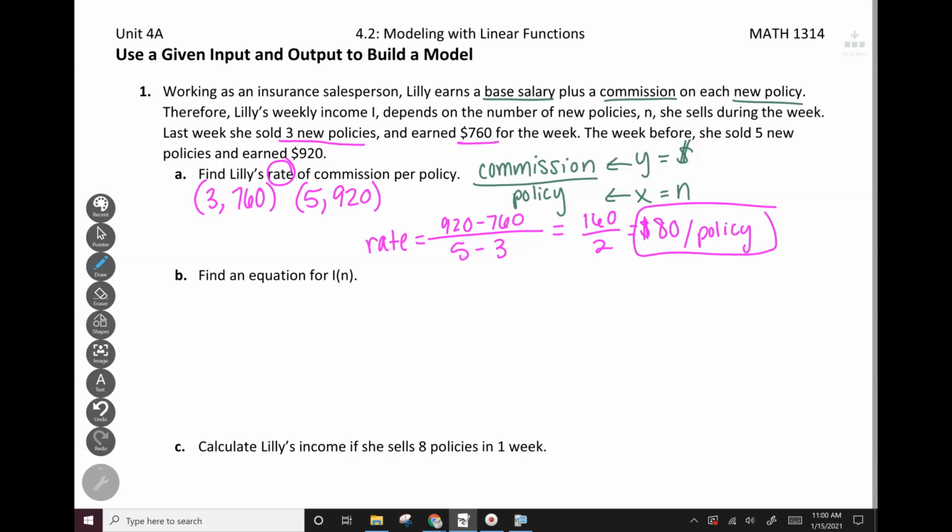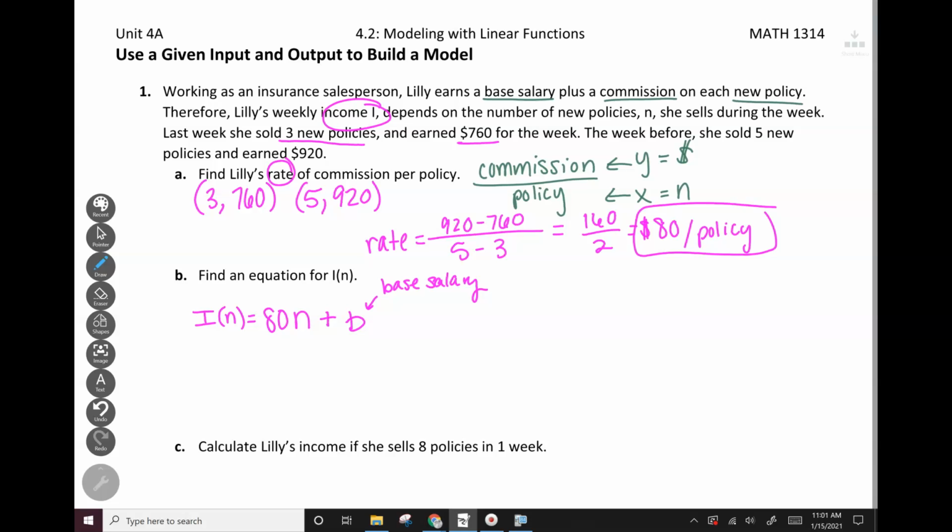Part B, find an equation for I of n. Remember, they said I is your income, so we're trying to find the income in terms of the number of new policies. So I of n is going to be equal to, let's just use y equals mx plus b. We have I of n equals our slope, 80 times n. So for each new policy, you're going to get $80 more. If I plug in 2, then I've got 80 times 2, which is $160 for that week, plus her base salary, which we don't know yet, so we need to solve for it.